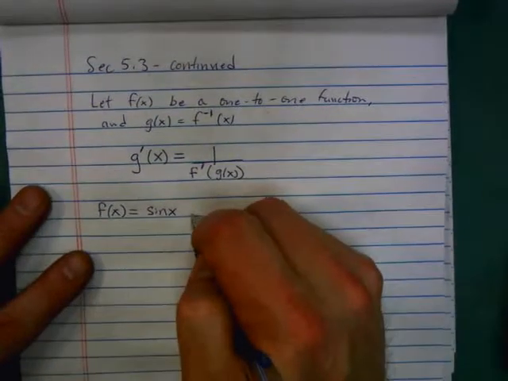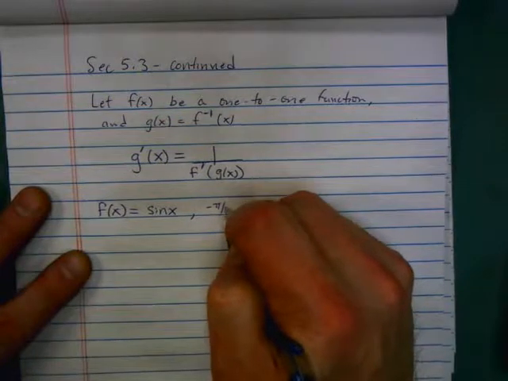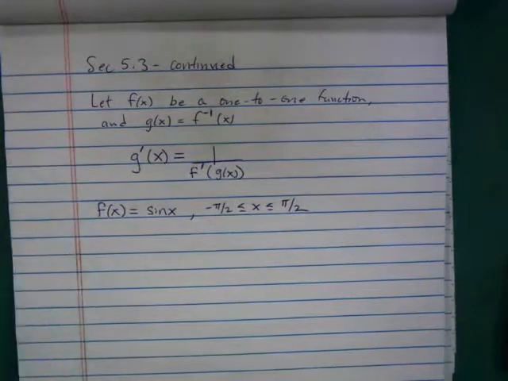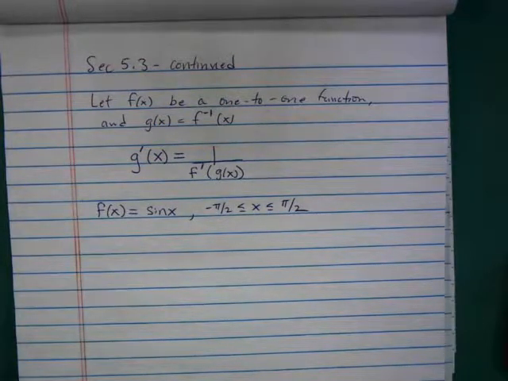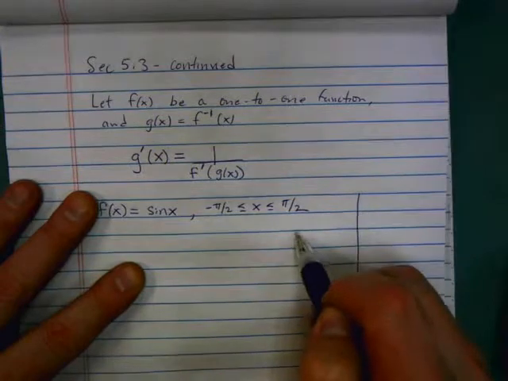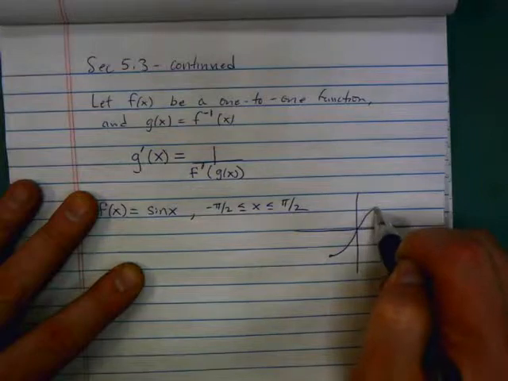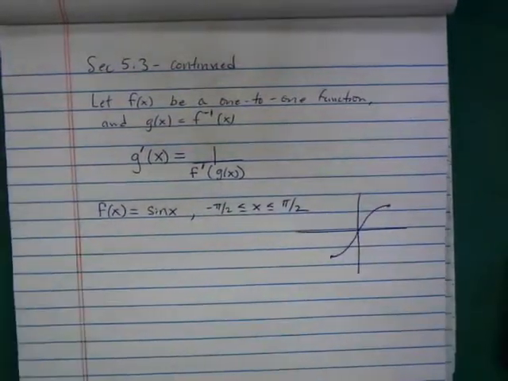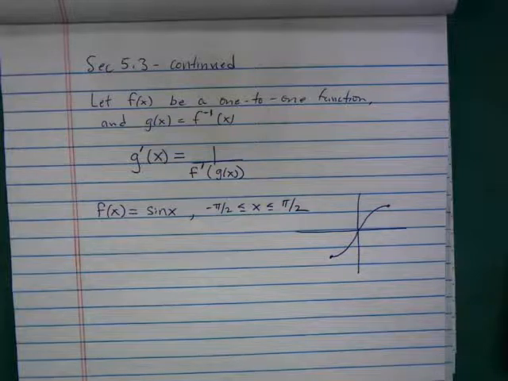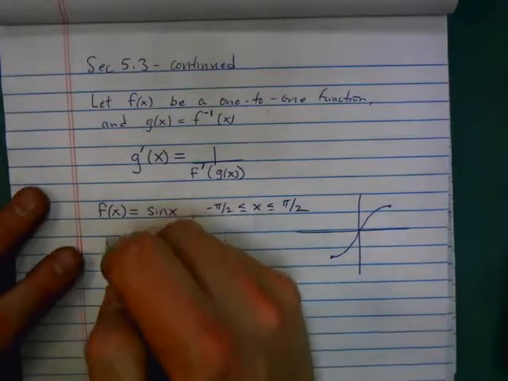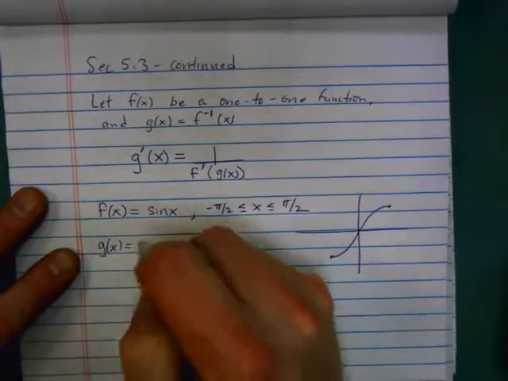So I have to limit the domain, and the typical way to limit the domain for sine in order to make it one-to-one is to only use x values between negative pi over 2 and pi over 2. Basically I'm picking one wave of my sine wave. Between negative pi over 2 and pi over 2, the sine wave looks like that. Is it one-to-one there? Yes, and so it must have an inverse, correct? So I'm going to let g of x be its inverse.